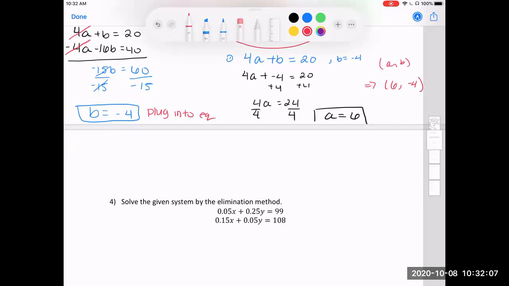Okay, next we have another elimination method. What makes this one different is we have decimals. Luckily, because we have an equation, decimals, we can work them out. To get rid of decimals, we want to multiply by their highest position.